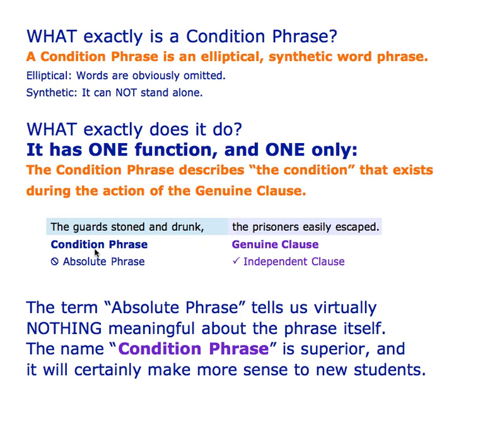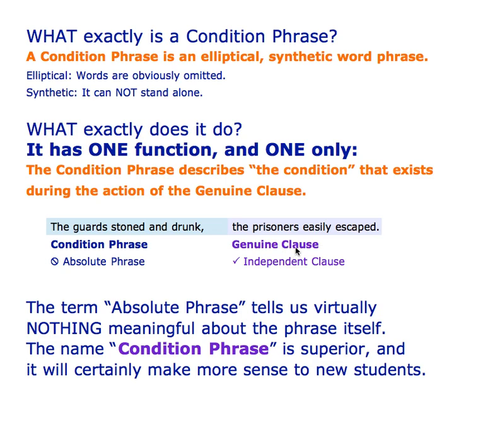This is a condition phrase. This is not an absolute phrase. This is a horrible name. This is worse than relative pronoun. What a crappy name that I got rid of. I got rid of it. It's a condition phrase. It describes the condition that exists during the action of the genuine clause.